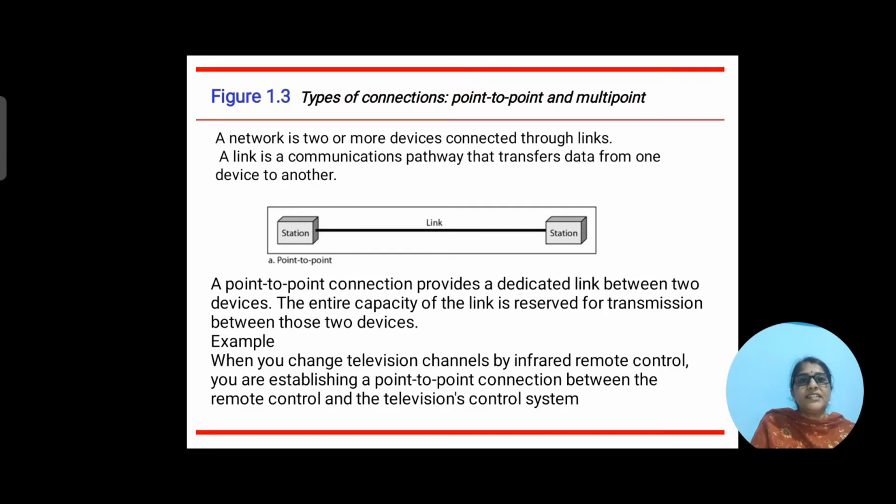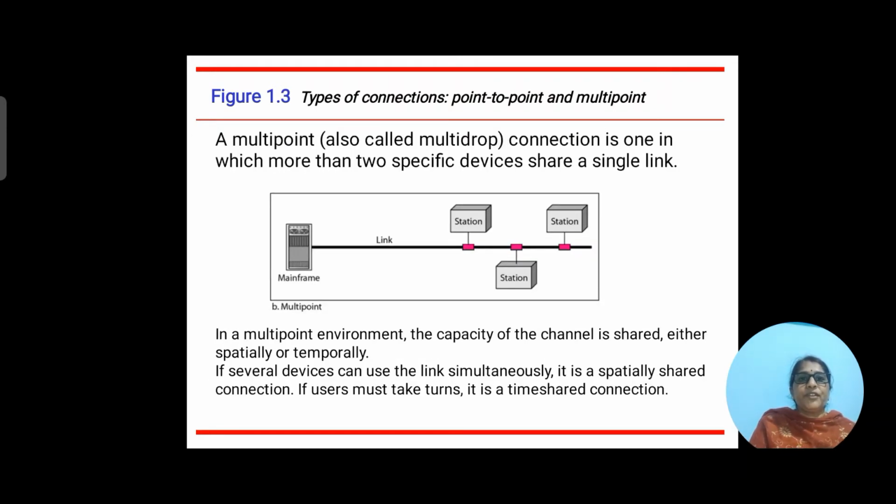Now let's see the second one, that is multi-point. A multi-point connection, also called multi-drop, is one in which more than two specific devices share a single link. In a multi-point environment, the capacity of the channel is shared either spatially or temporally. If several devices can use the link simultaneously, it is a spatially shared connection. If users must take turns, it is a time-shared connection.